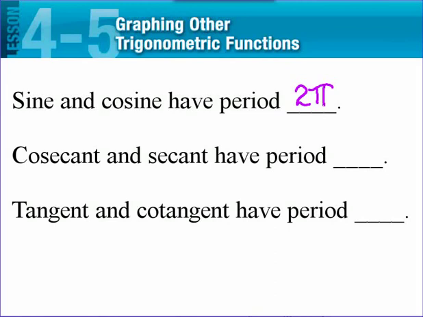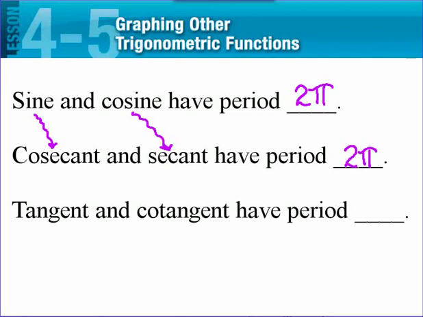Cosecant and secant. Now what's the relationship between sine and cosine, cosecant, secant? They're flipped. So basically remember, sine and cosecant are reciprocals. Cosine and secant are reciprocals. So since they're reciprocals, obviously you can imagine that they're going to have the same period. And the period will be 2 pi.